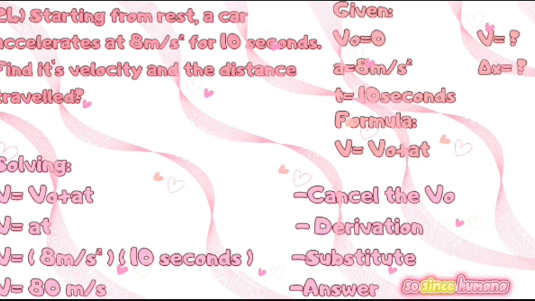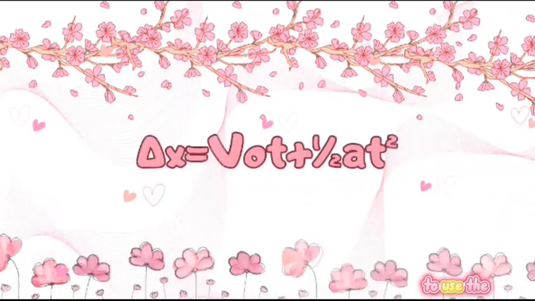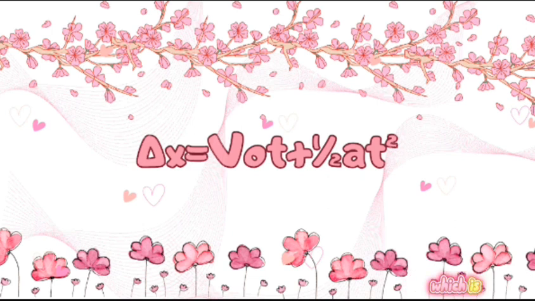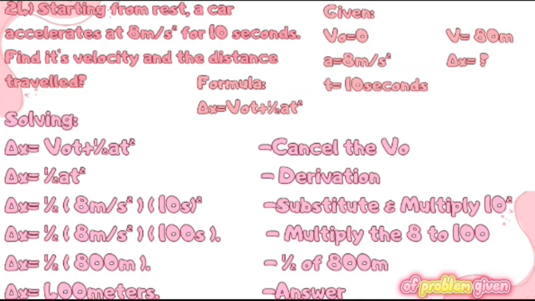Now that we have the final velocity, let's proceed to the change in position. What equation are we going to use to find the displacement or change in position? We are going to use the third equation, which is the change in position is equal to initial velocity times time plus 1/2 times acceleration times time squared.